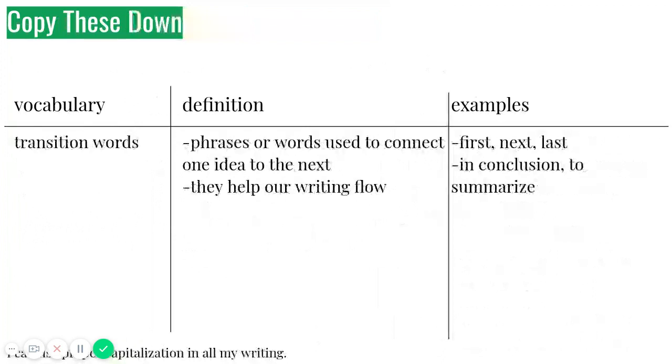Transition words. Transition words are phrases or words that are used to connect one idea to the next. They help our writing flow. Some examples: first, next, last, in conclusion, to summarize. So transition words, they help our writing flow better. They connect one idea to the next. Next, first, last, and so forth. Pause the video, copy it down.